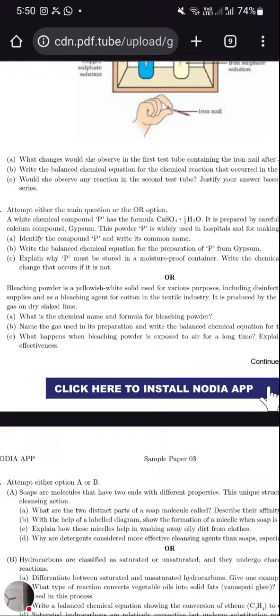So first one washing soda, then baking soda, then bleaching powder and plaster of Paris. Read out all the 4 preparations.